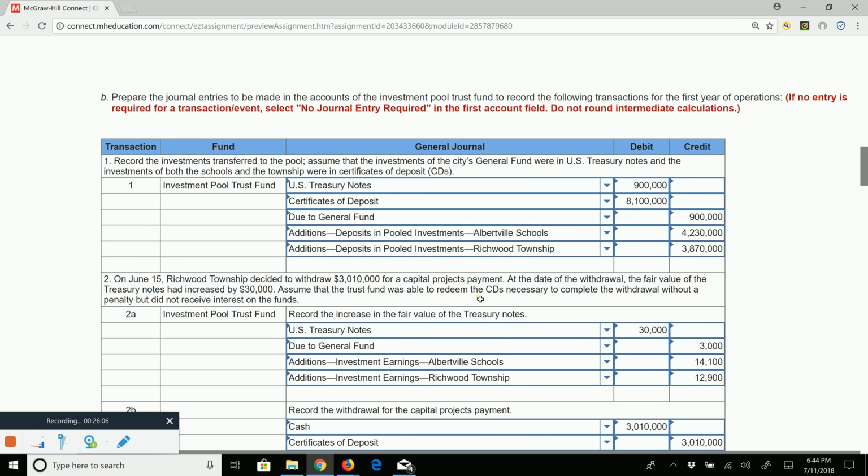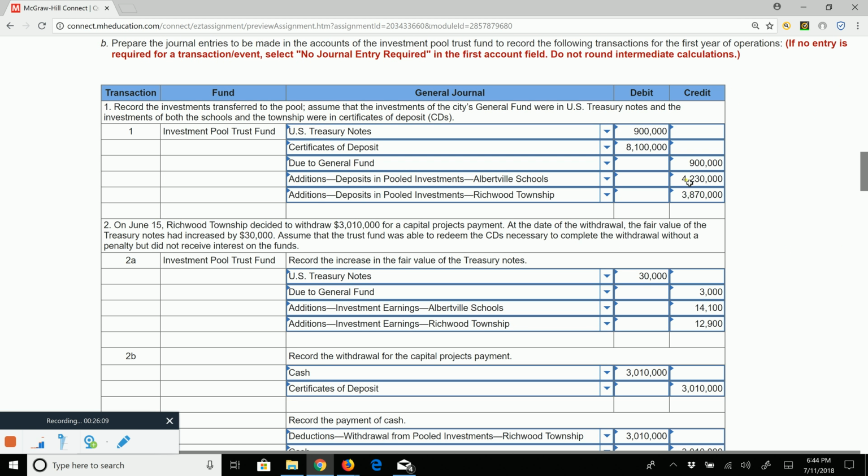Now, the external participants, we don't credit a liability account, but we're going to credit additions accounts. Now, trust funds, we don't use the terminology revenues and expenses, but we are going to use the terminology additions and deductions. So this is on the operating statement. This is increasing net position, these additions. All right, so only the external participants would actually increase your net position. All right, so that was on February 15th. So the pool has been created.